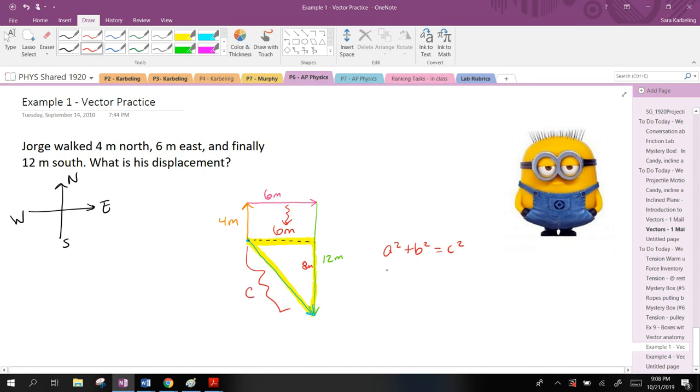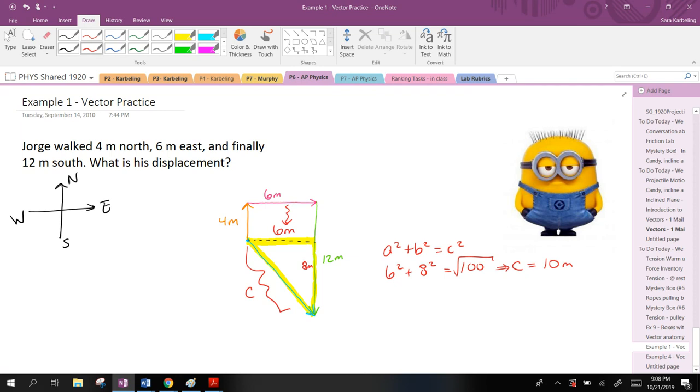Okay, or my resultant. So it's going to be 6 squared plus 8 squared equals, well, that happens to equal 100. Take the square root of that, gives me a C value of 10 meters. Okay, so that is the magnitude of the vector. I also need the direction because remember, a vector has both magnitude and direction.